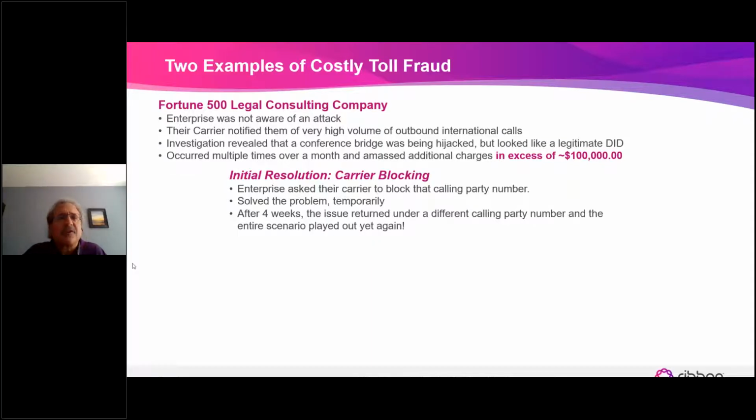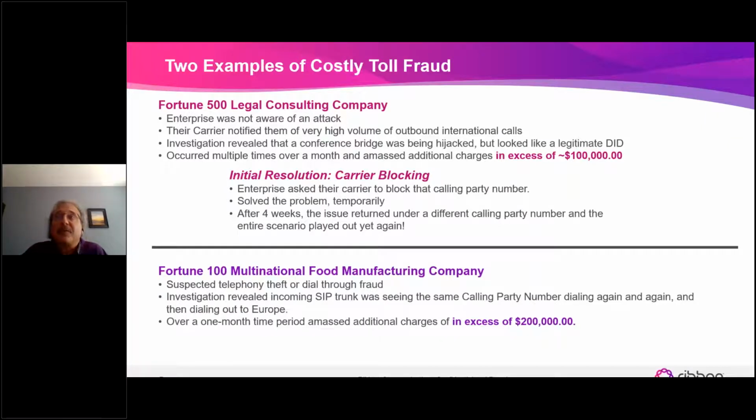This occurred multiple times over a month and amassed charges of over $100,000. They finally decided, oh, this is a problem. They figured it out and told their carrier, please block that calling party number. They did. The problem went away temporarily, but then it returned. The bad actor used a different calling party number, and the entire scenario played out again. They didn't have a solution in place to detect these things very rapidly.